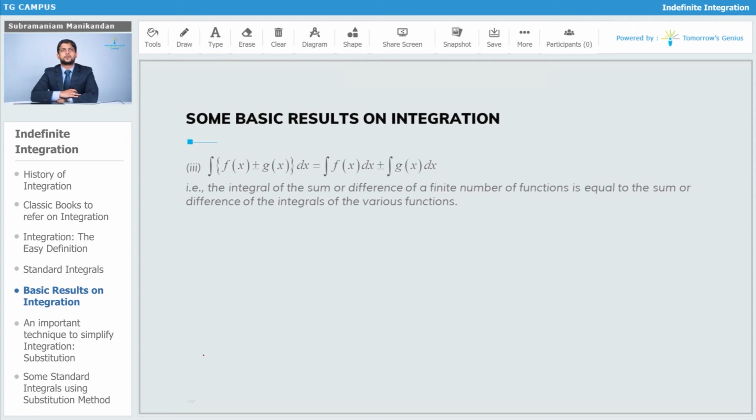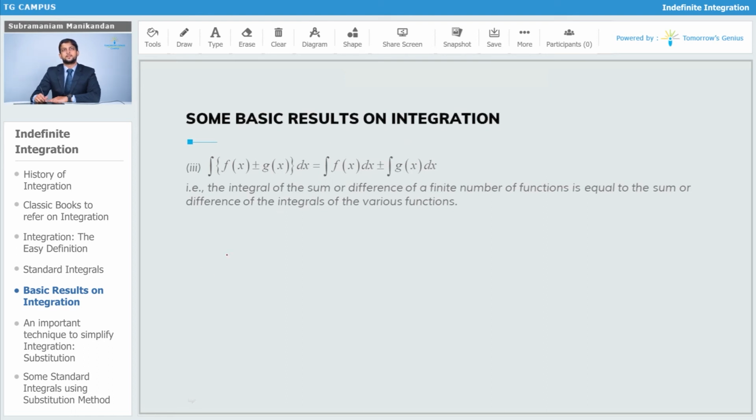Integration of the sum or the difference of 2 functions is equal to the sum or the difference of the integrals of the individual functions involved. So this rule does not apply just for 2 functions, it applies to any number of functions which have a plus or minus sign separating them. Right? The integral of the sum or difference of a finite number of functions is equal to the sum or difference of the integrals of the various functions. Right? So again, the equation describes it much better than the actual sentence.